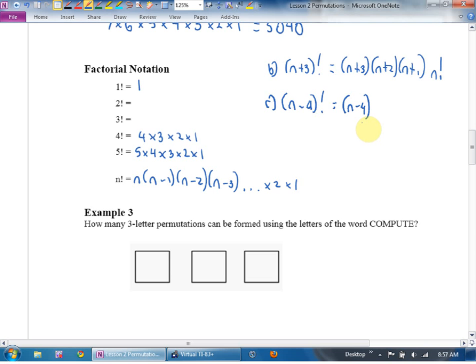n minus 5. What would the next one be? n minus 6 then? n minus 7. You know what? I'm going to take a shortcut. I'm just going to write (n − 6) factorial, because that is n minus 7, n minus 8, n minus 9. Why'd you stop there? I'm stopping wherever I want to right now. You'll see there is a good place to stop eventually.